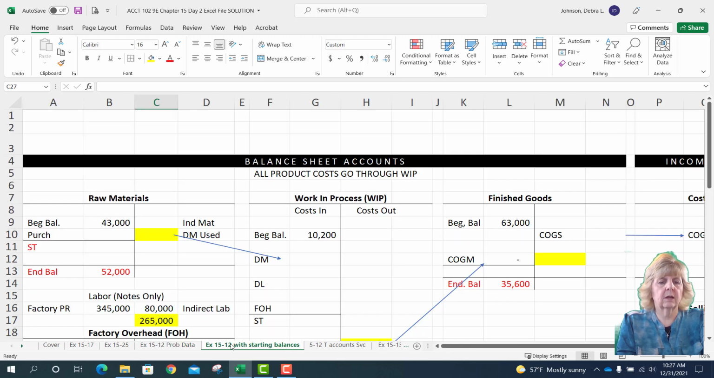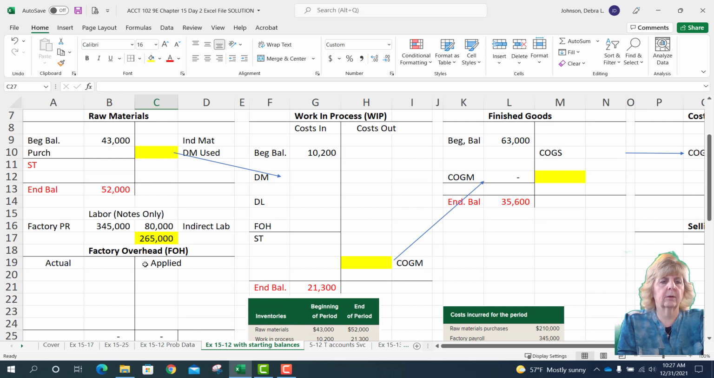What I've done is show you the starting balances inserted from the author. Here you'll notice he gave us beginning and ending raw materials. He gave us the fact that the factory payroll was $345,000. He told us that the WIP starting and ending balances were as you see here on the screen, and that the finished goods balances were as you see on the screen. So let's go ahead and take a look at the solution.